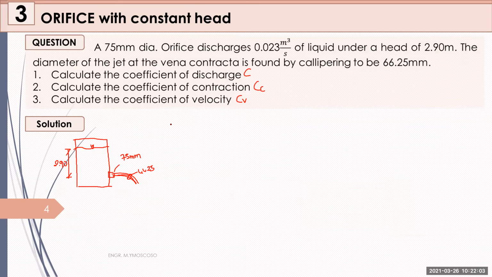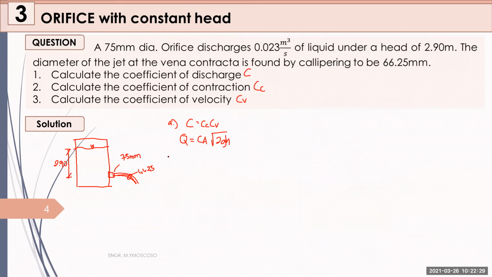Okay, so for letter A, hahanapin natin yung ating coefficient of discharge. So your C can be solved by your CC times CV. Ang problema natin sa formula na ito is that hindi natin alam yung CC, hindi rin natin alam yung CV. But you can always use the formula of your discharge which is Q is equal to CA times square root of 2GH.